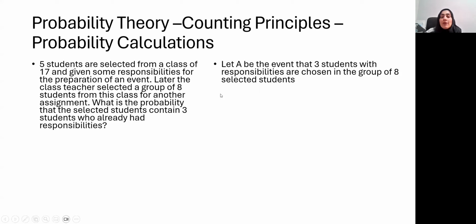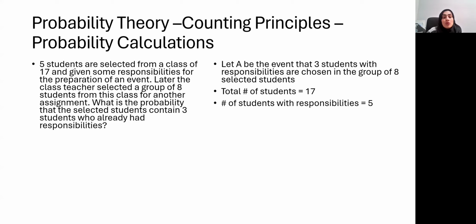Let's define this event A to be the event that 3 students with responsibilities are chosen among the group of 8 selected students. We know that the total number of students is 17. 5 of them are the ones who possess the desired characteristic, which is that they already have responsibilities, which means 12 are the ones who do not have any responsibilities. And we have to choose 8 students.